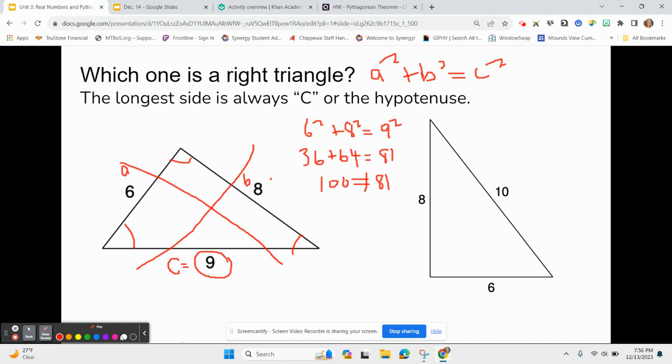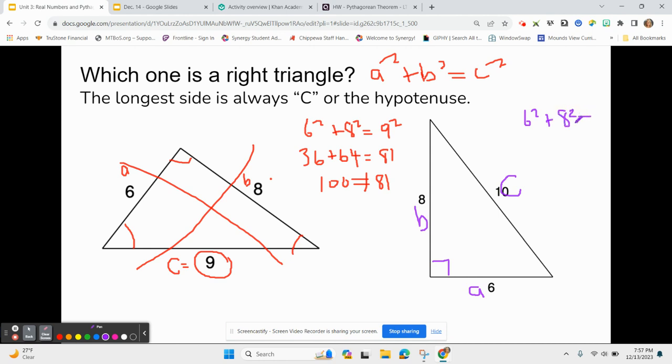For the next one, I'm going to switch my color to purple. It looks like this is a 90, but we can't go by looks. We're not going to use a protractor. Sometimes triangles are not drawn to scale. So I am going to use my Pythagorean theorem. I know that this side has to be the C because it's the longest side. So I'm going to put together my A and my B, and I'm going to say 6 squared plus 8 squared.